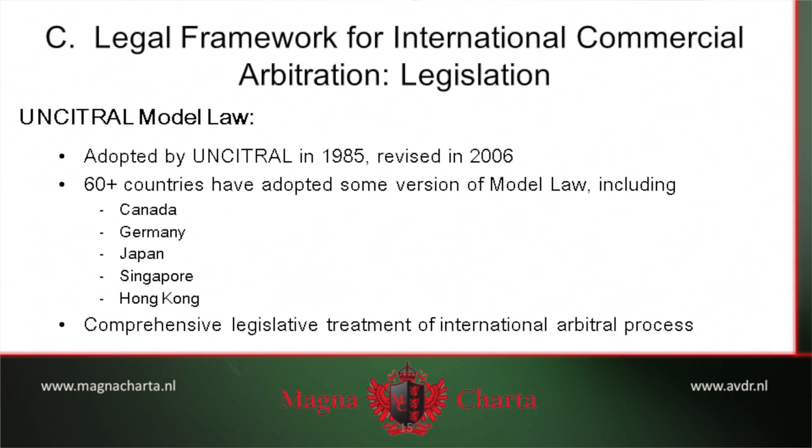The model law you can see here, adopted by more than 60 countries and a good deal more jurisdictions, provinces in Canada and states in Australia and the United States, takes that number a good deal higher. Among other things, Canada, Germany, Japan, Singapore, Hong Kong are examples of jurisdictions which have adopted the model law. What the model law does is provide a comprehensive legal framework, legislative treatment of the international arbitral process. And you can see some of the things that the model law addresses on the current slide.